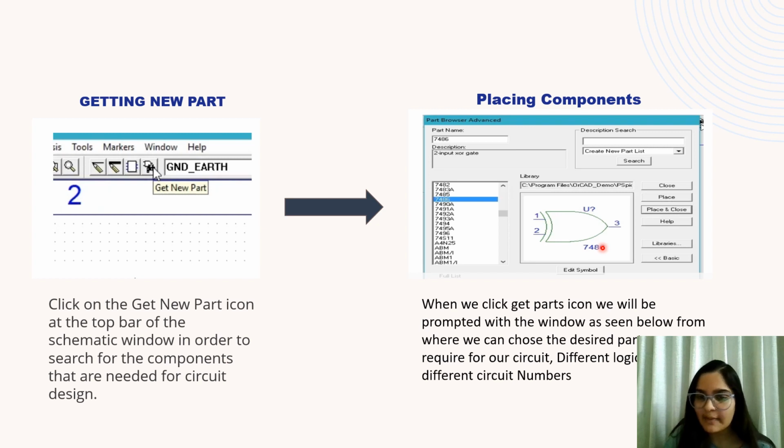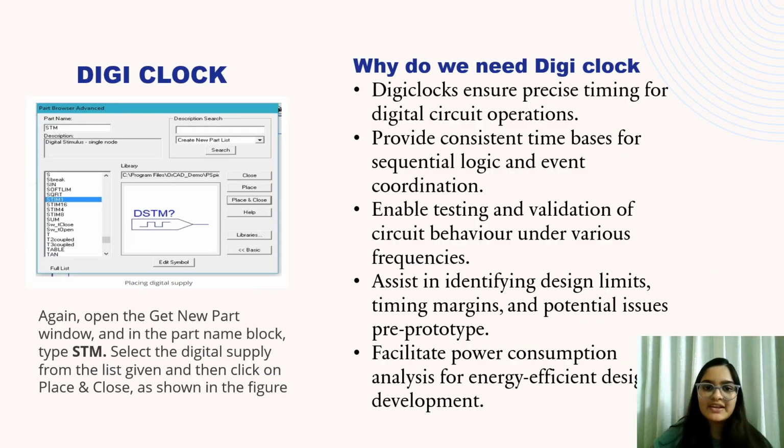I'll take the example of simulating a full adder circuit, which requires an XOR gate and an AND gate. So the part number for the AND gate and XOR gate is different. The number for the XOR gate, as you can see here, is 7486. When we type it in the search bar, we will be shown this, and this will be present in the schematics window.